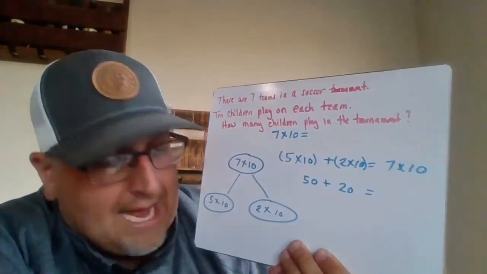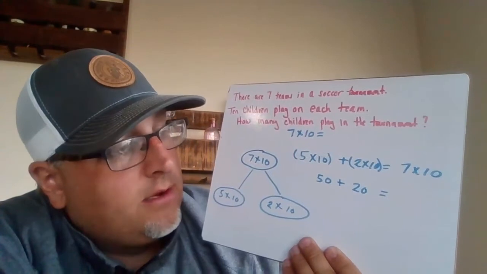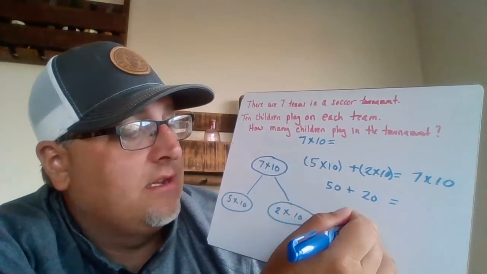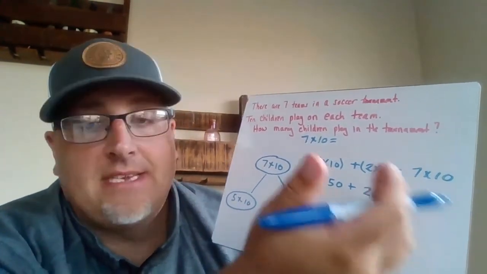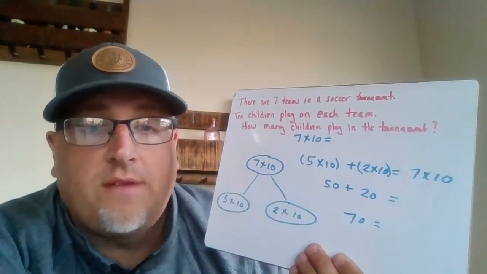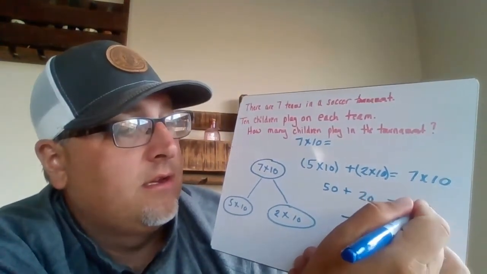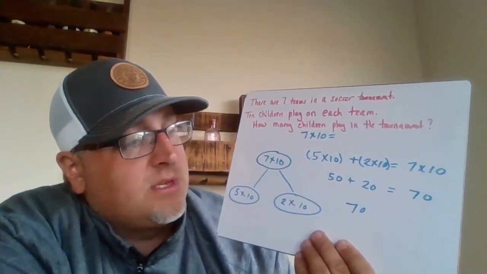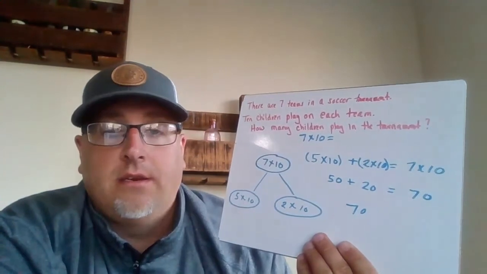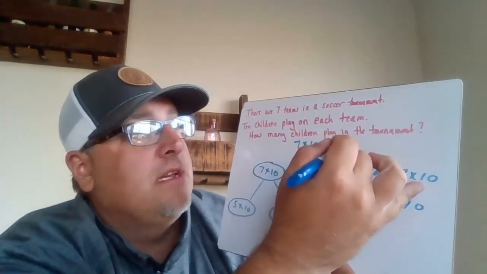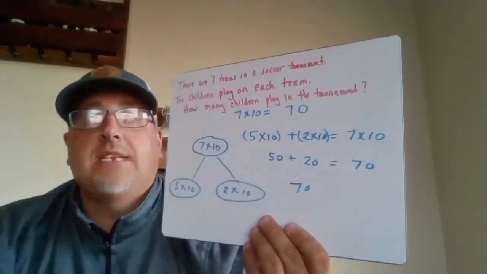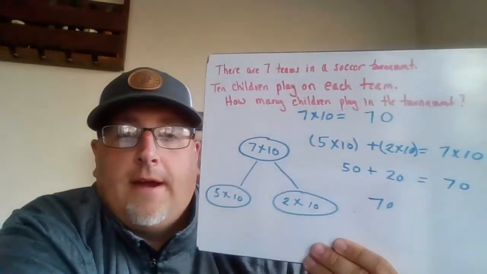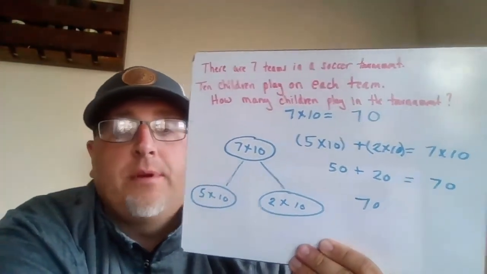So we know on this side, 50 plus 20, that's going to give us 70. And we know 7 times 10, if we count that up, 10, 20, 30, 40, 50, 60, 70. All right. So 7 times 10 is going to give us 70 soccer players. I almost said tennis players there. 70 soccer players. All right, and that's how we broke it down using the distributive property there.